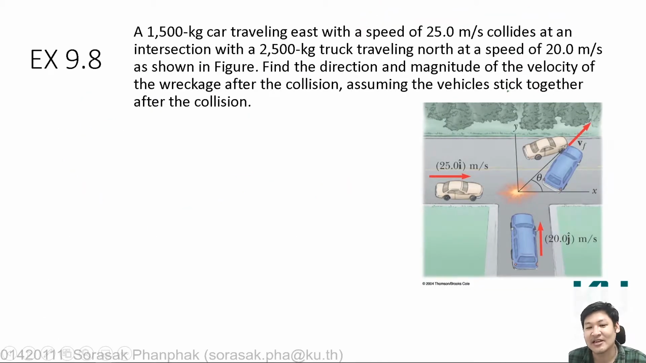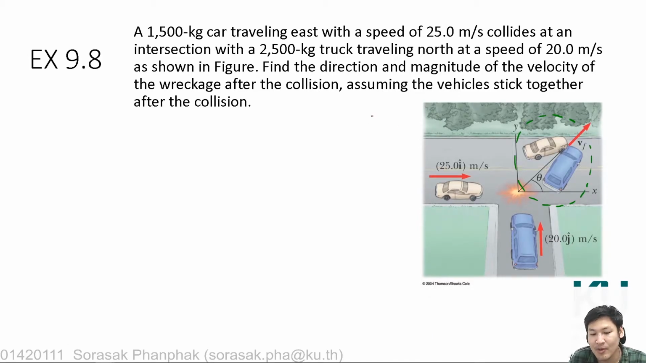Let's look at this example. This happens when cars moving from two different positions in two dimensions crash, and finally they move together as well. This is still another kind of inelastic collision.